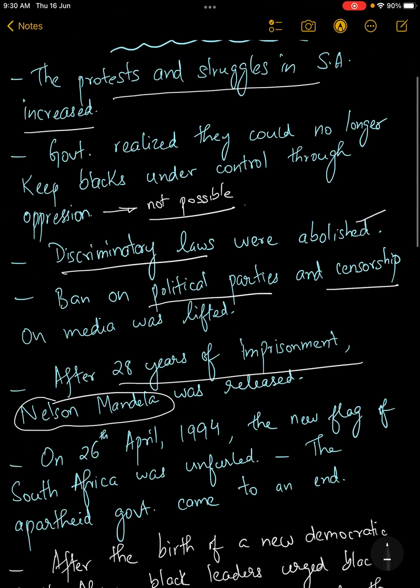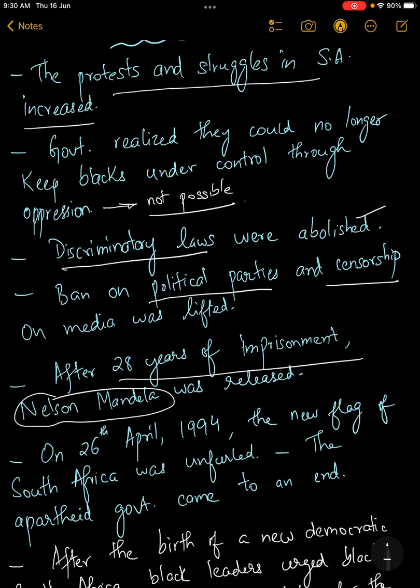However, our discussion is going to revolve around the constitution itself, and on the 26th of April 1994, an important date, the new flag of South Africa, as a democratic country, was unfurled, and with that the apartheid government eventually came to an end.